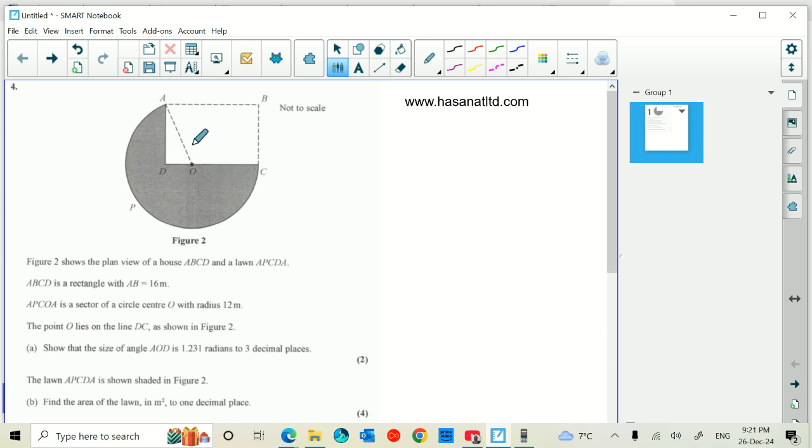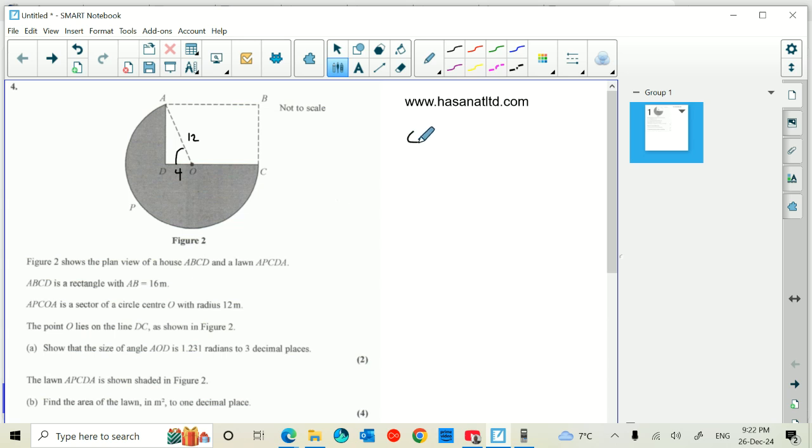So let's have a look at part A first. It says that AO, which is the radius, is equal to 12, and that AB is equal to 16. Well, if AB equals 16 and O is the circle center, then OD must be equal to 4. So we need to show that the size of angle AOD, this angle here, is 1.231 radians. We need to make sure our calculator is in radians, and we have adjacent over hypotenuse.